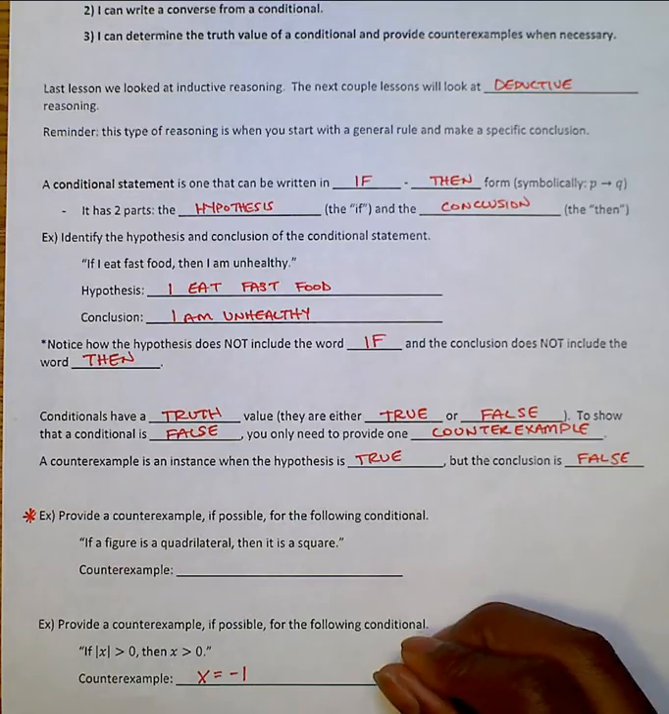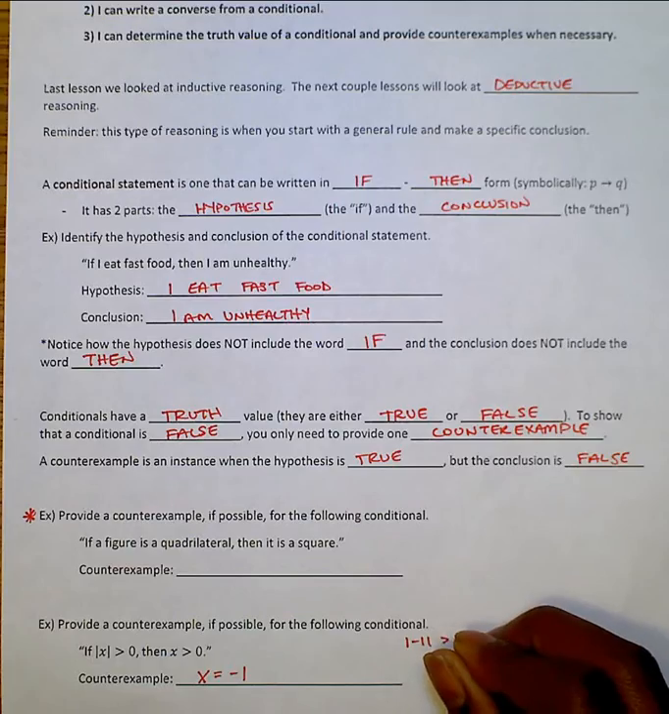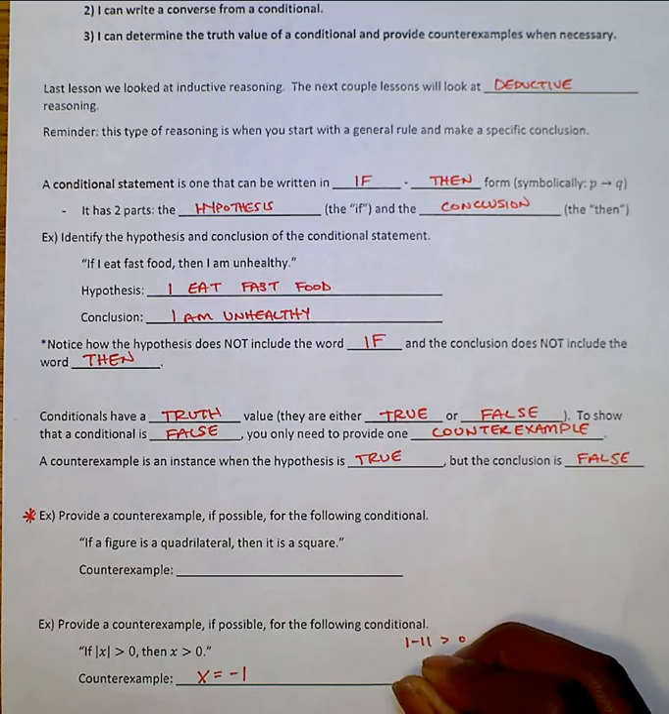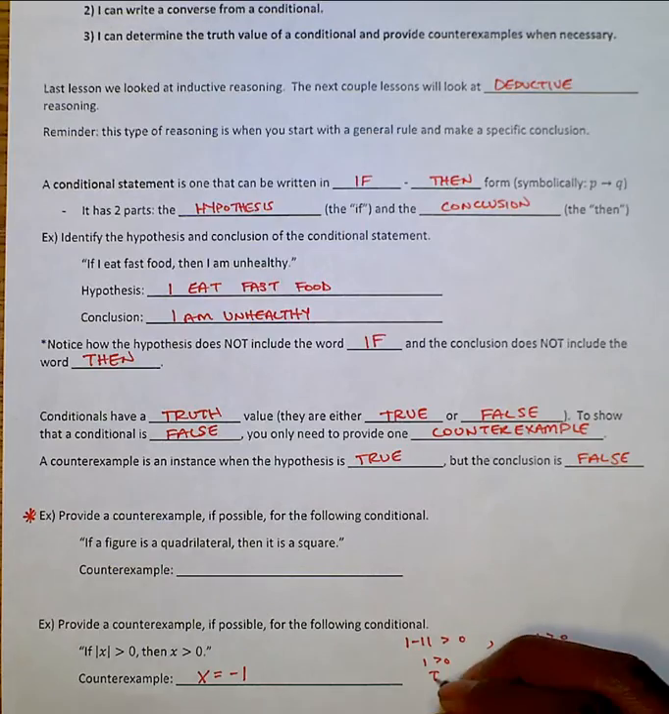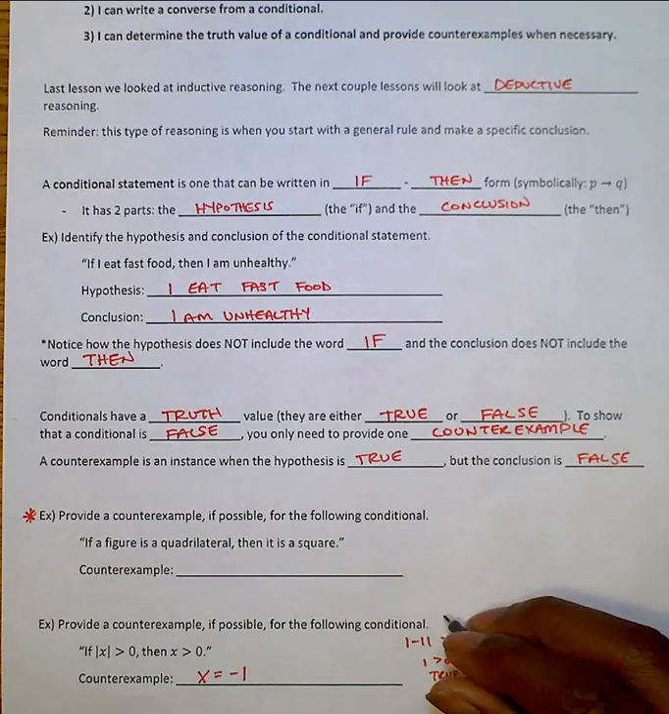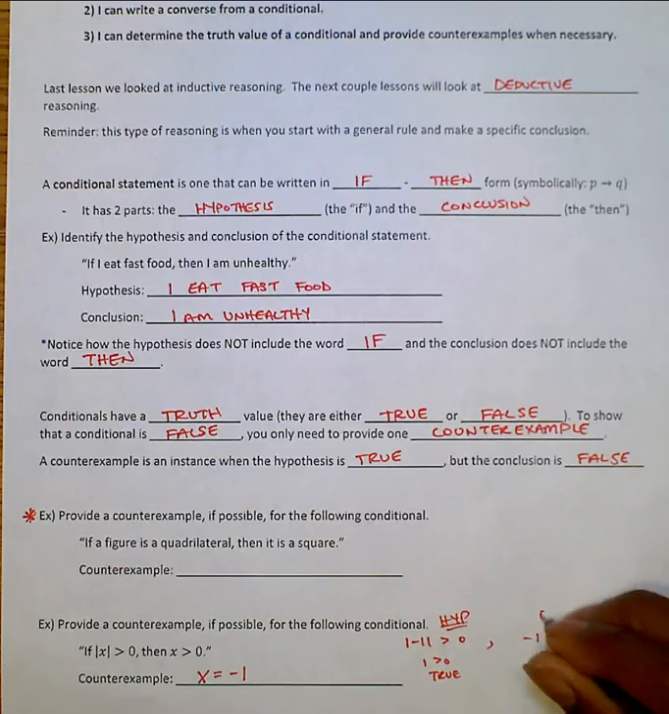So if we plug this in here, we say the absolute value of negative 1 is greater than 0, because 1 is greater than 0. That's the hypothesis. It's true. Then we say negative 1 is greater than 0. Well, that's false. So again, our counterexample is a situation where the hypothesis is true and the conclusion is false.